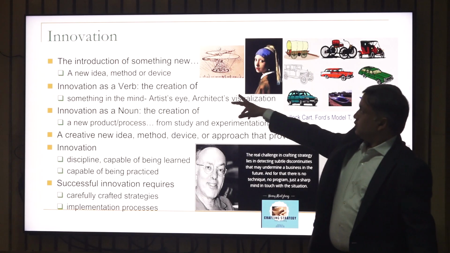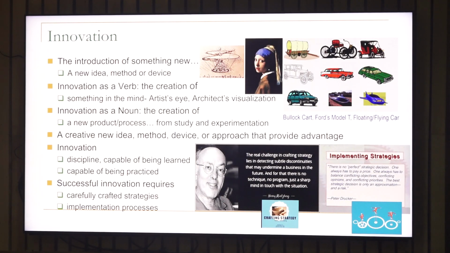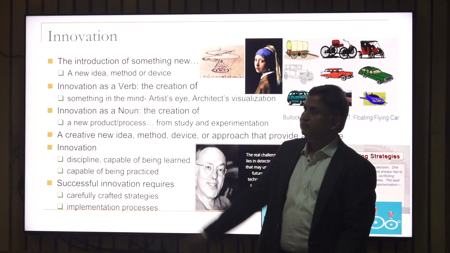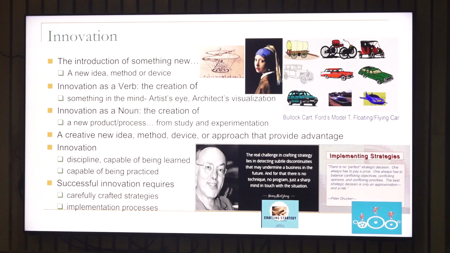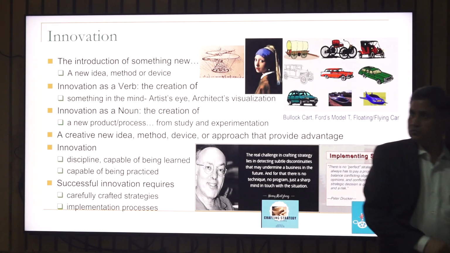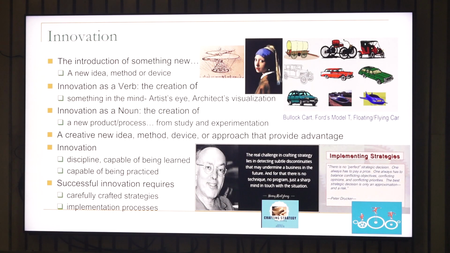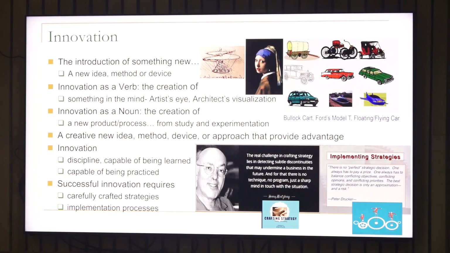And as a verb, it is something in the mind. It is tacit in nature. It is one person's visualization. Then if you say product and processes, how have products and processes evolved? See, once upon a time we had a bullock cart.